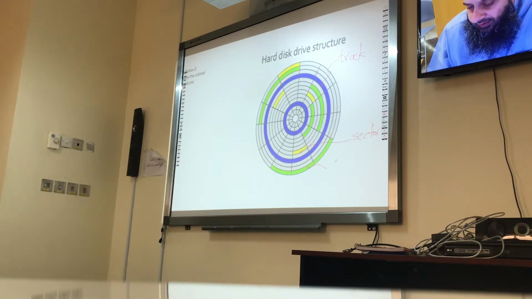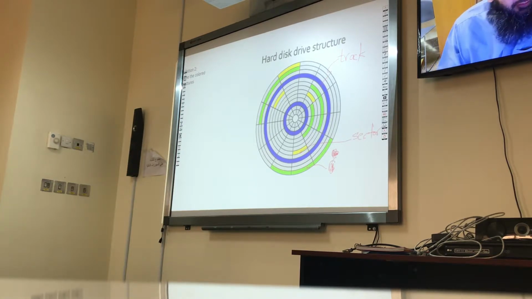What? Block? Block or something else? Cluster. Okay. So good. This is a good point to discuss this. What's the difference between a cluster and a block? What's the difference between them? Does anyone know?